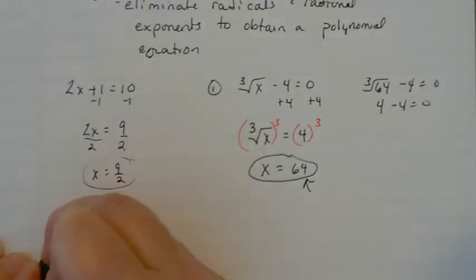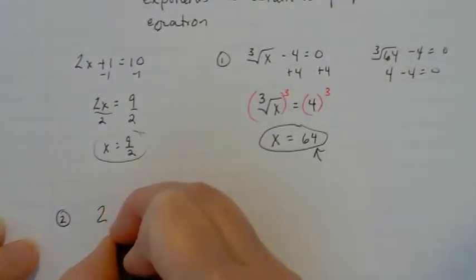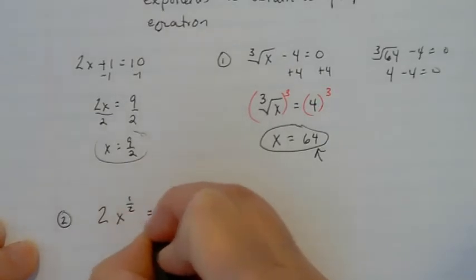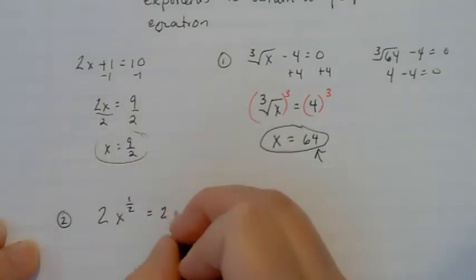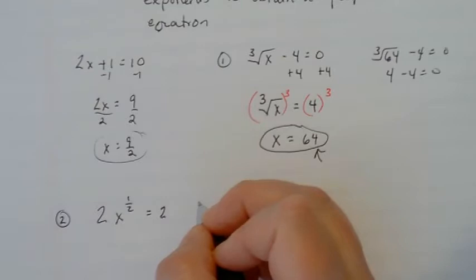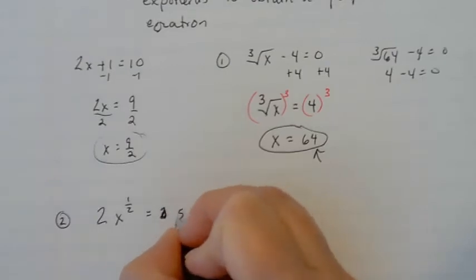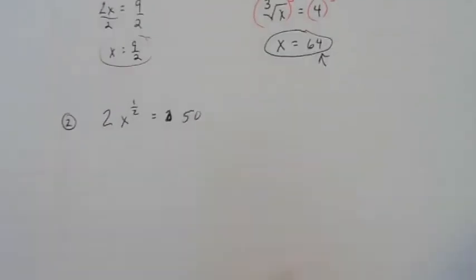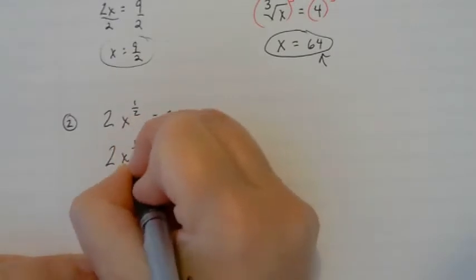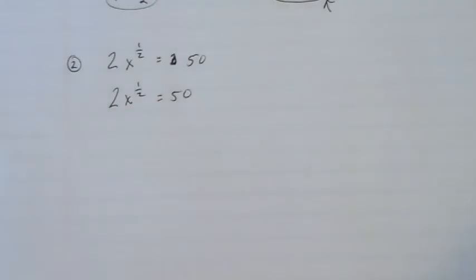Okay, let's do another example. 2x to the 1/2 power equals 200, let's see here. I think I want to make this 50. Can't read my writing. Okay, so 2x to the 1/2 equals 50. So I want to solve this by doing inverse operations.